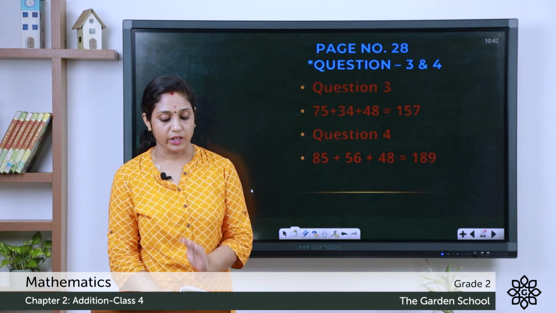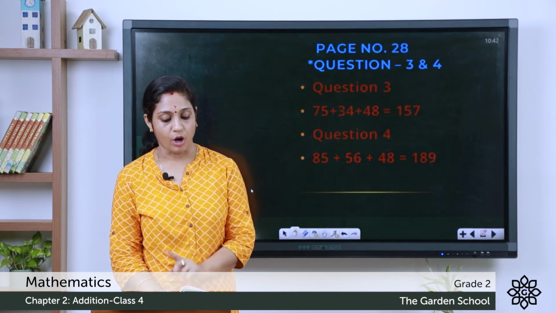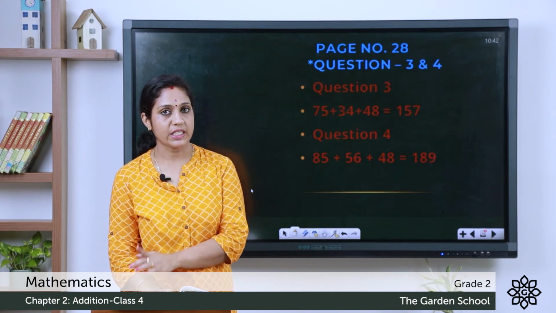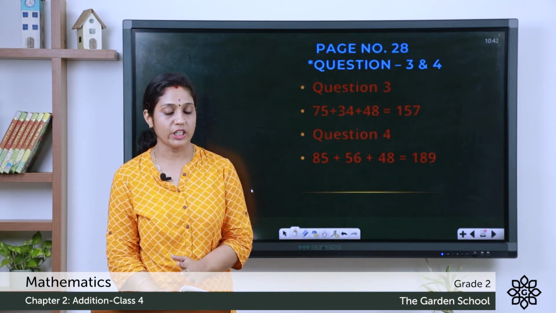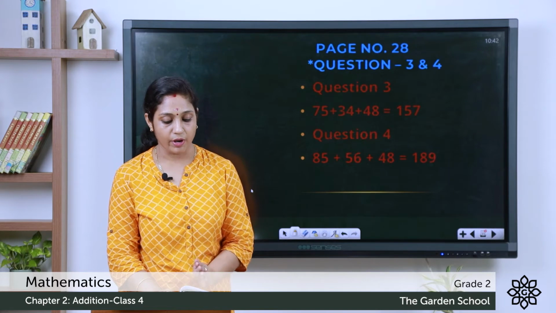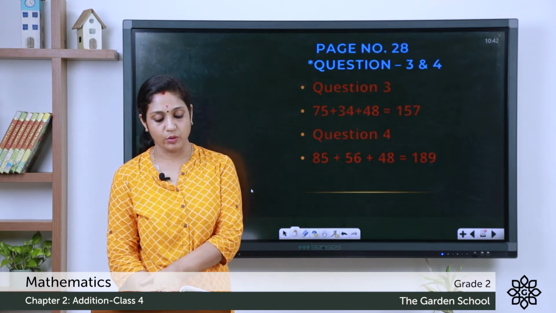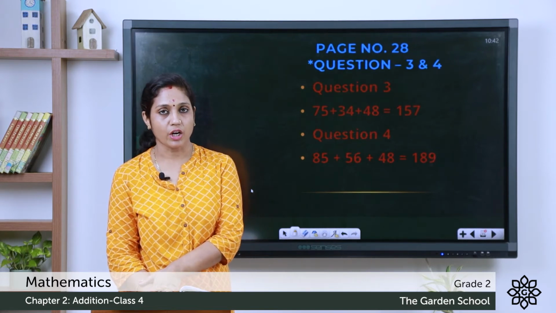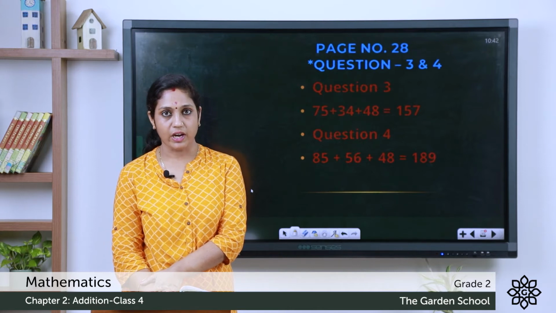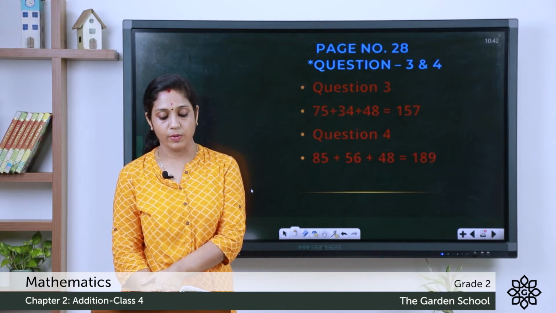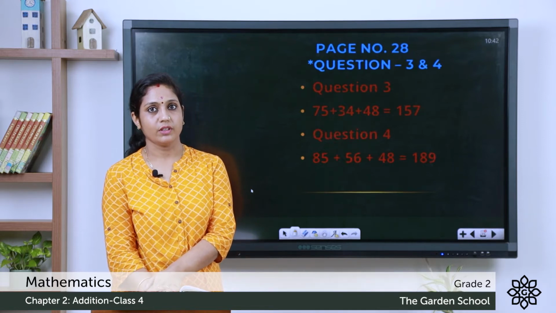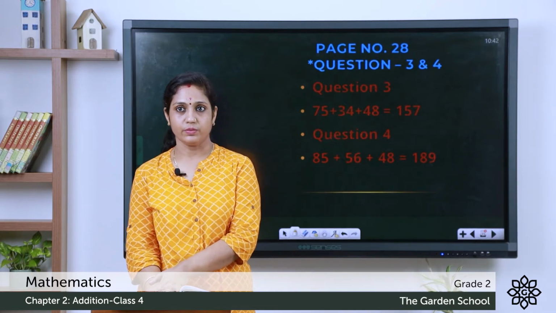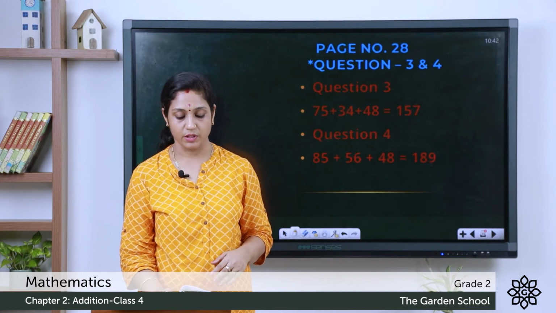For that, you can write number of comic books is equal to 75. Number of short story books is equal to 34 and number of science fiction books is equal to 48. And total number of books, 75 plus 34 plus 48, is equal to 157. So, you can write down the steps in word problems.